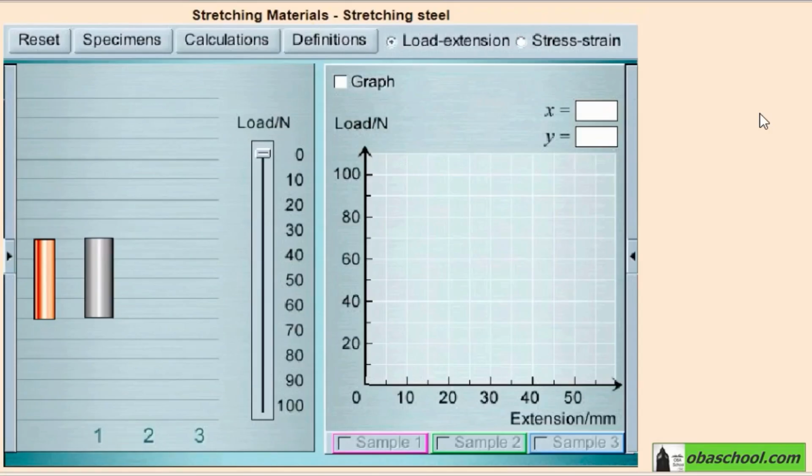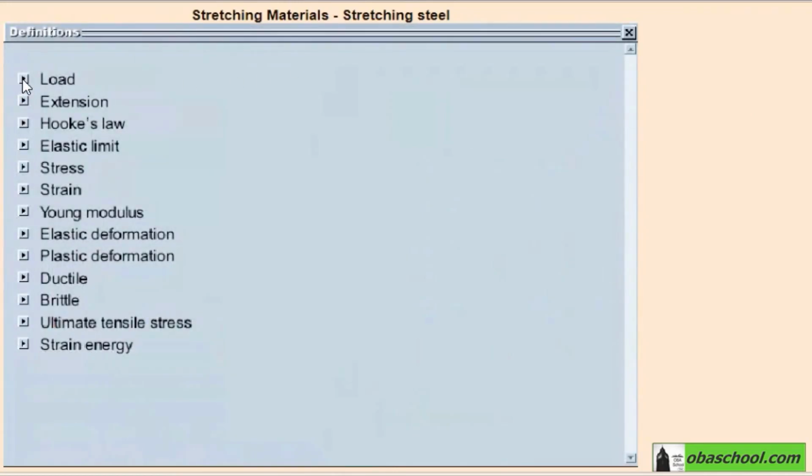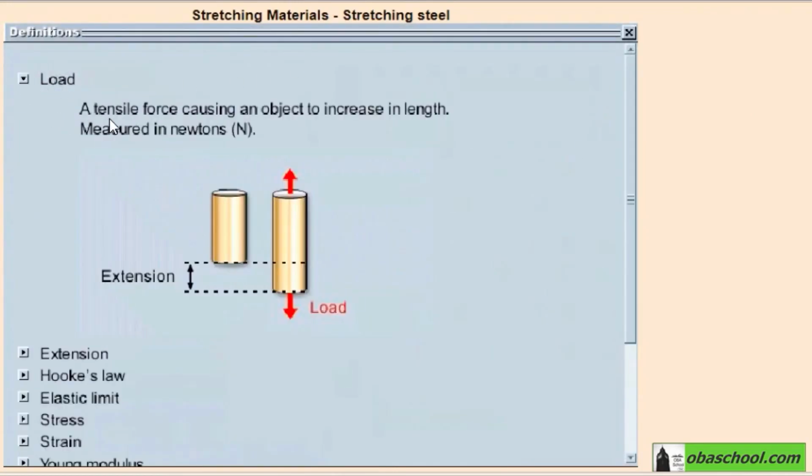Hello everyone, in this simulation we're going to investigate the relation between load and extension on the graph. But before, let's recall the definitions for load and extension. Let's click on definitions. The load is a tensile force causing an object to increase in length, measured in newtons.